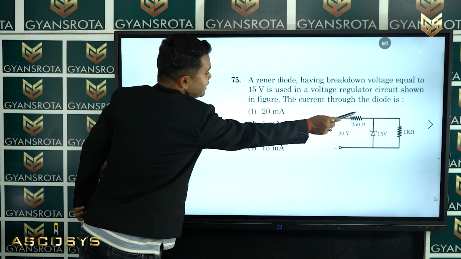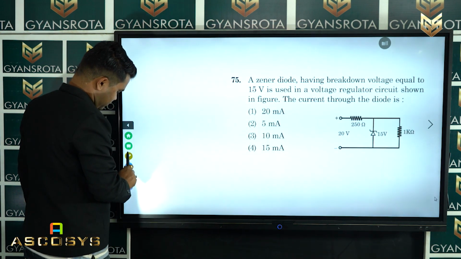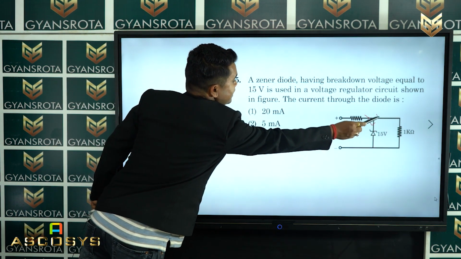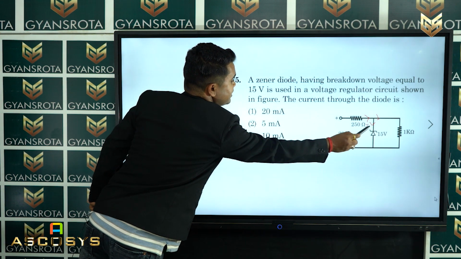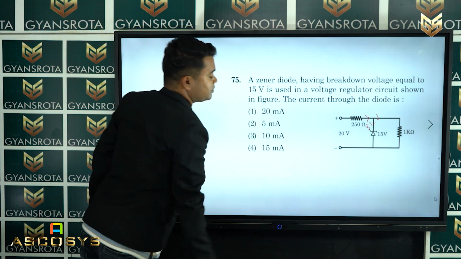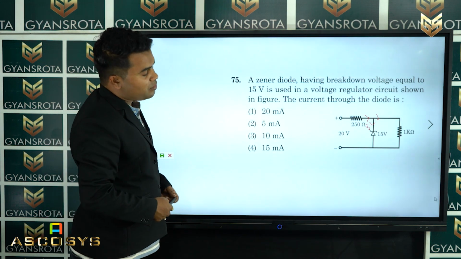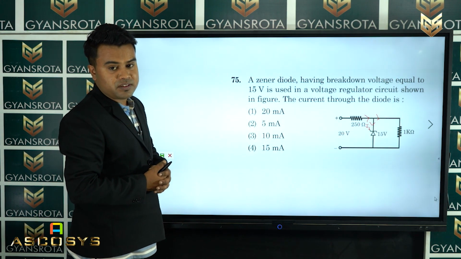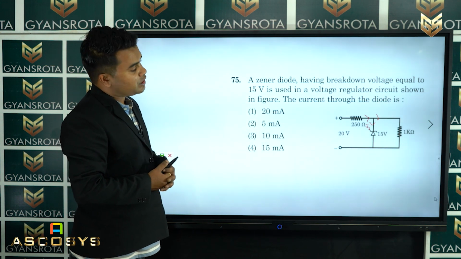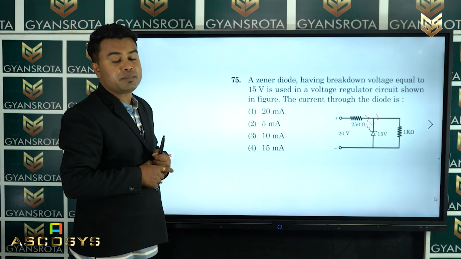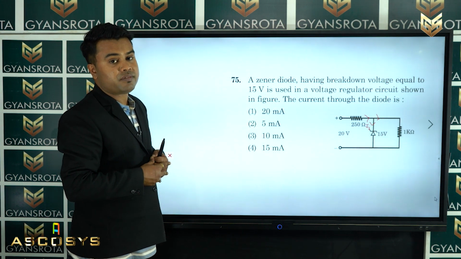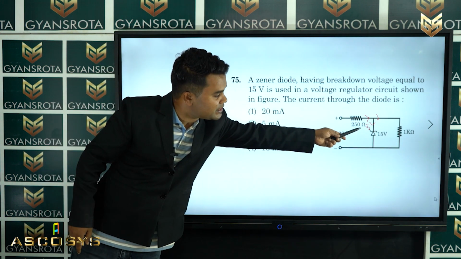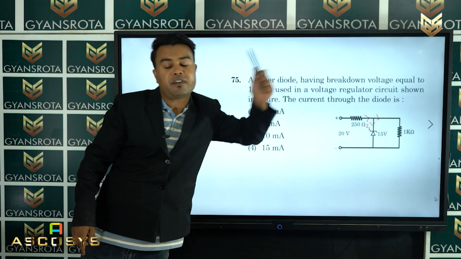Now as we know, as the current goes from here, it gets divided into two parts: the current IZ, that is the Zener current, and this current. This current moves through 1 kilo ohm. We can easily calculate it because we know the Zener voltage is 15 volt. The current across 1 kilo ohm is easy to find because it's a parallel combination. So if I take this one as IZ and this one as I1, I1 can be found out easily.